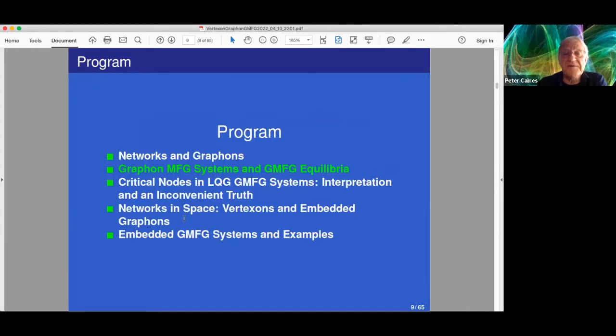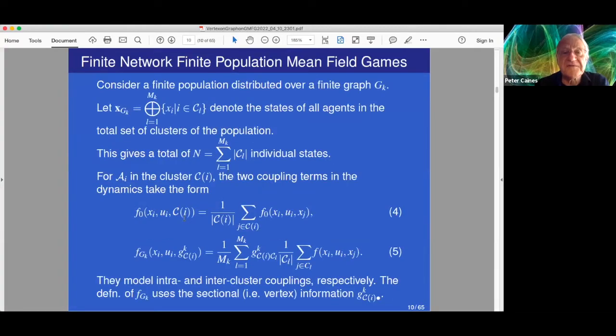So now we're going to employ the graphon limit objects in our game, in our mean field game analysis of systems on large networks. So if we consider a finite population distributed over a finite graph G_k, obviously that's going to be one of the graphs in our sequence.